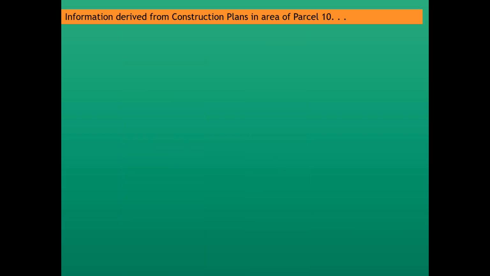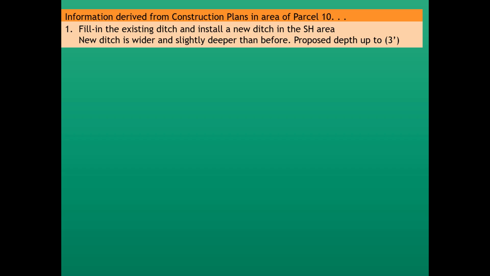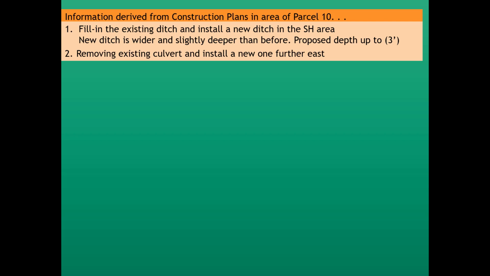So we're going to review some of the things that we've derived from looking at the construction plans that will help us in filling out the appraisal scoping checklist. They're going to fill in the existing ditch, and they're going to install a new ditch in the new SH area that's going to be acquired. That new ditch is going to be wider and slightly deeper than before, and the proposed depth of that new ditch is going to be 3 feet. They're going to remove the existing culvert, which was shown to you in the picture, and a new one is going to be installed a little further to the east on parcel 10.